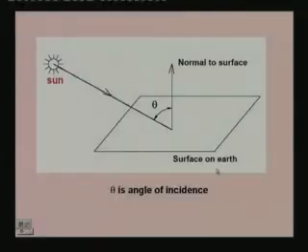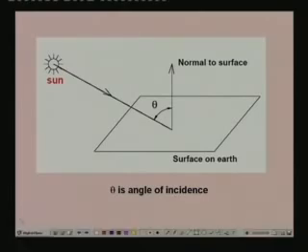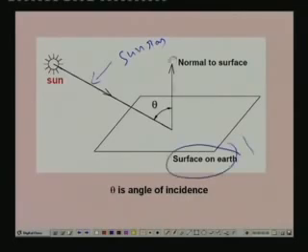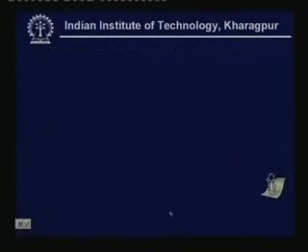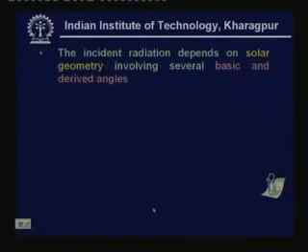Okay. Now, what is the angle of incidence? How is it defined? You can see that this is the sun's ray, and this is the surface on earth, and this is a normal to the surface. So, the incident angle is theta. Theta is nothing but the angle between the sun ray and the normal to the surface. So, this is this angle. Now, the incident radiation depends on solar geometry involving several basic and derived angles. So, it is important to understand these angles.